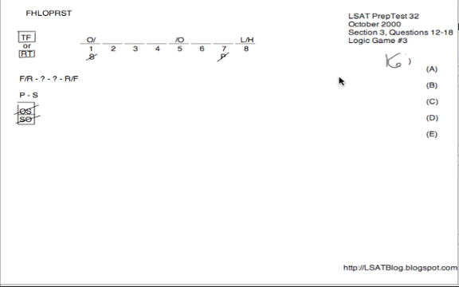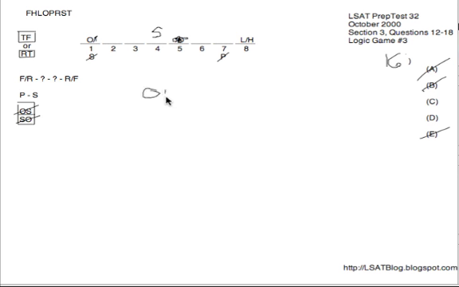Next, number 16, if S is on 4. So right away, if S is on 4, we know O can't be on 5 because S and O can never touch. Therefore, O will have to be on 1. Any choice not listing O first can automatically be eliminated, getting rid of A, B, and E, since we know that O does have to be on 1.